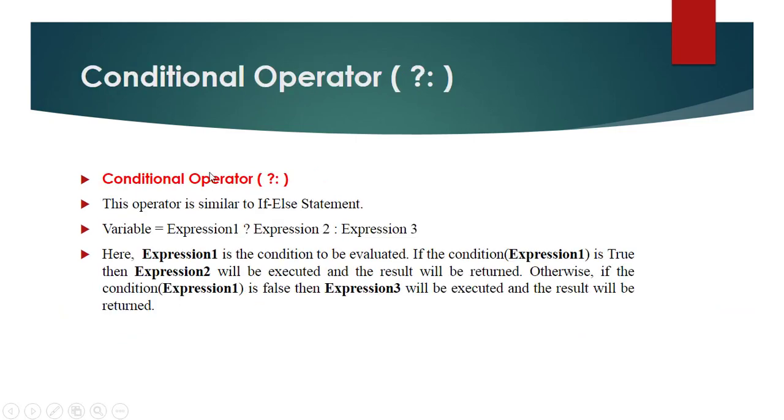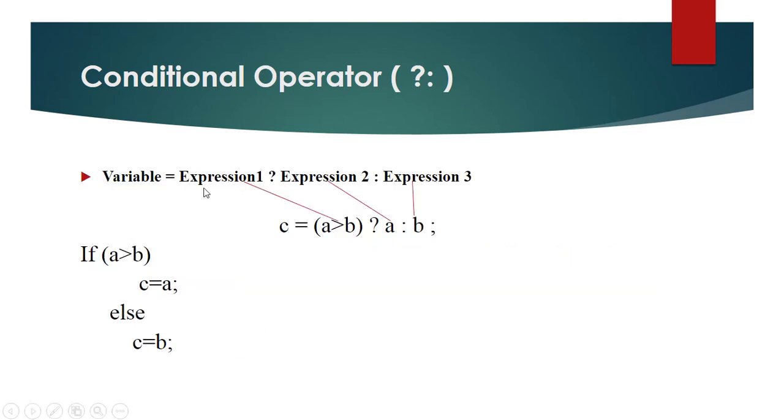Now the last one is the conditional operator. That is the symbol of the conditional operator, and this is similar to an if-else statement. If the condition is true, then your statement will be executed, else the else part of the statement will be executed. Let's see with an example. Here you can see the variable, we have expression 1, then this is the condition, and this is expression 2, expression 3. The conditional operator is applied in between these expressions, here and here. This is the symbol of this operator.